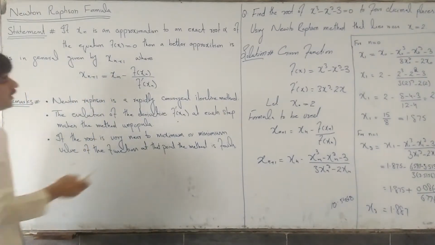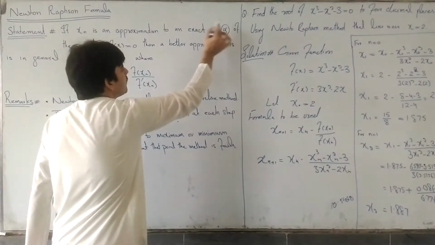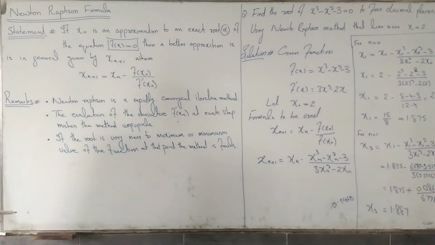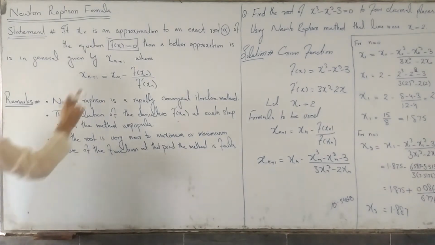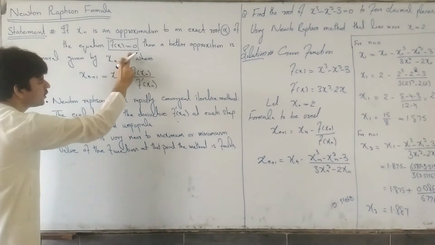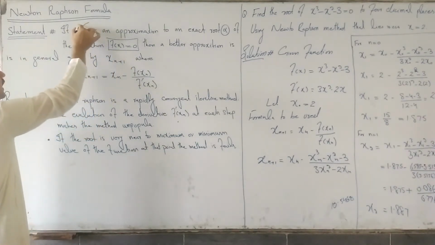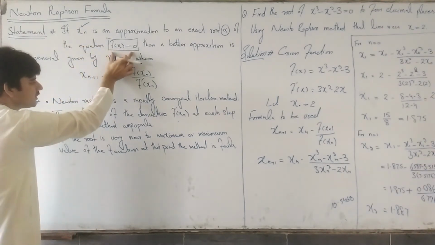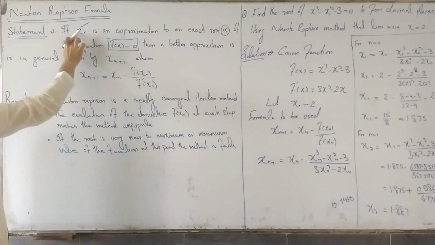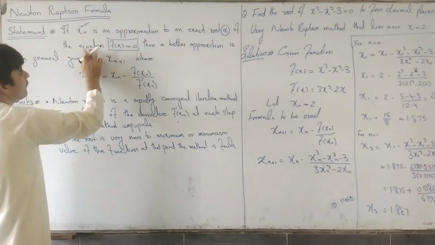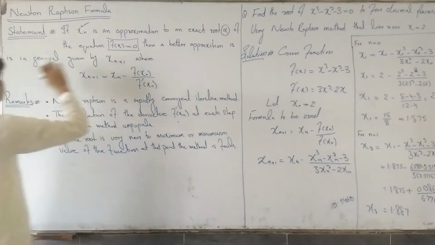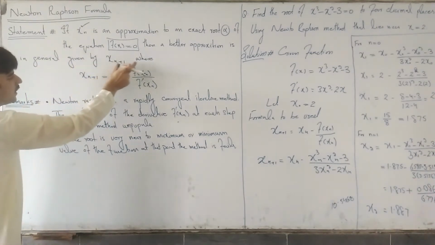Suppose that alpha is the exact root of the equation f of x is equal to 0. But we are interested to find the numerical solution of the equation f of x is equal to 0. So, suppose that xn is the numerical solution of the equation f of x is equal to 0, this means that xn is the approximate value of the root. Then a better approximation is in general given by xn plus 1.